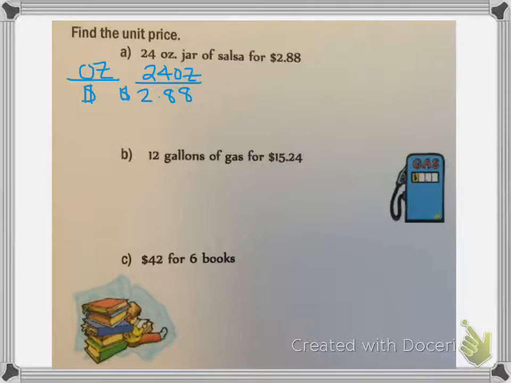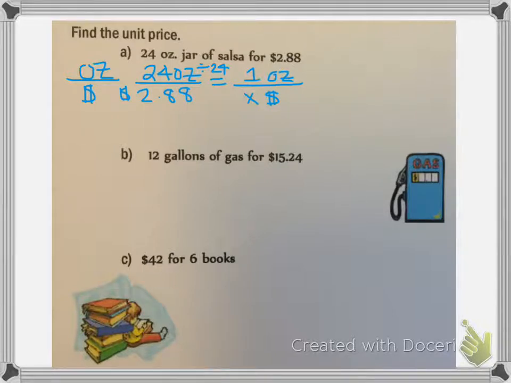So we want to find, per 1 ounce, how much would it cost? So we want 1 ounce, and we do not know how much it costs per 1 ounce, so that's our X. We are finding X amount of dollars. So now we want to go back to the top and say, what can I do to 24 to get it to 1? And our answer should be divide. We would divide 24 by itself, 24. 24 divided by 24 is 1.